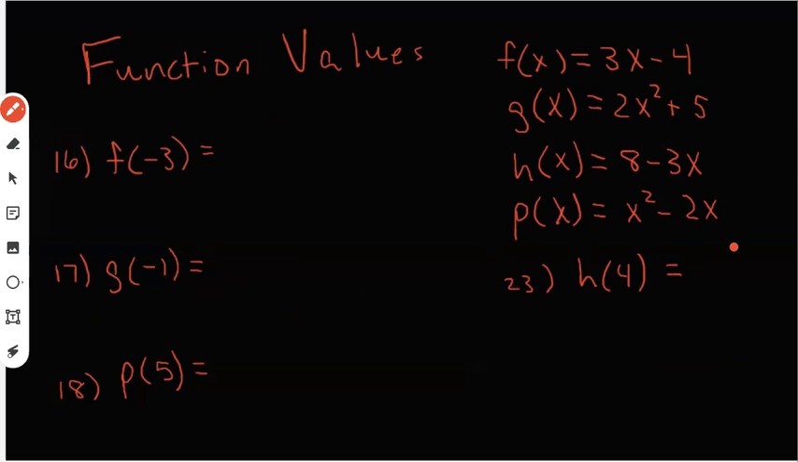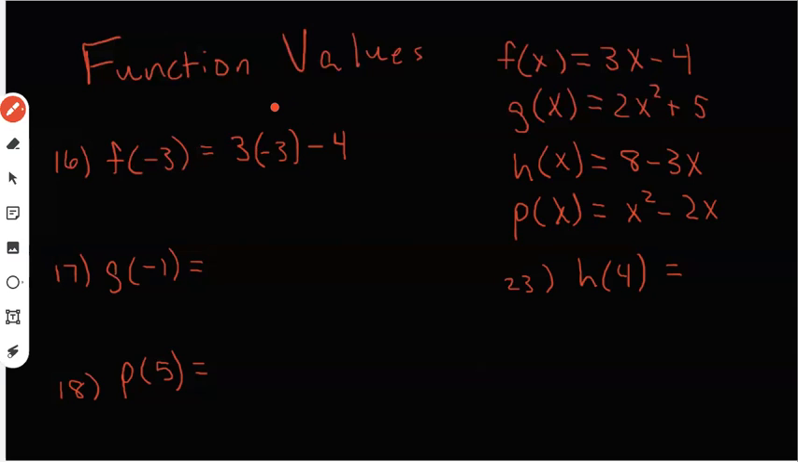Okay, for number 16, we're given f of -3. So what that means is we're going to be looking at function f, which is 3x minus 4. We're going to write out the 3x minus 4, but instead of an x, we're going to put in whatever number they give us. And they give us -3 as the input. Remember that the input, also known as the independent variable or the x value, we put that in for x, and then we do order of operations until we get to our y value, also known as the output.